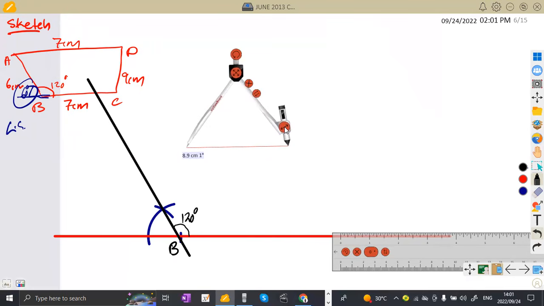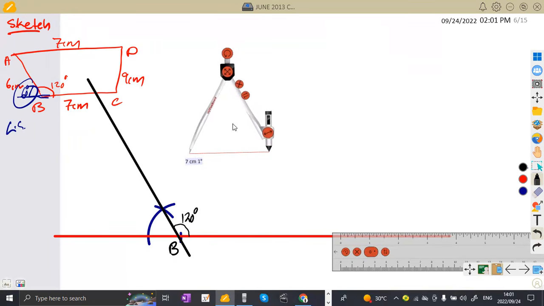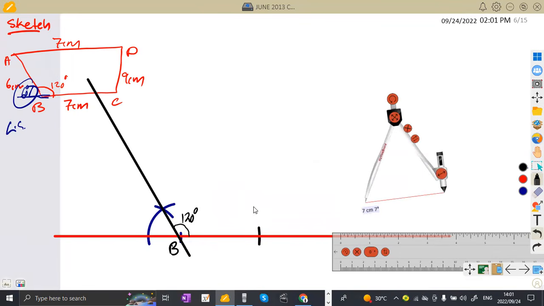So this is where I'm having my 7 centimeters, somewhere like this, 7 here. This is my 7 centimeters, very, very small. It's going to be very small because of this part here, so that it can be clear. This is where we are having our C at this point. So this is your 7 centimeters. We are having C here.